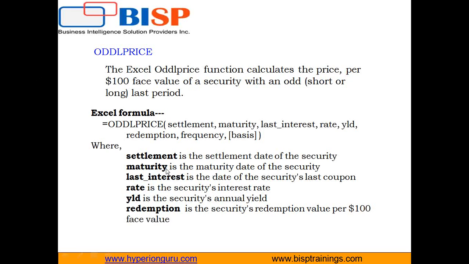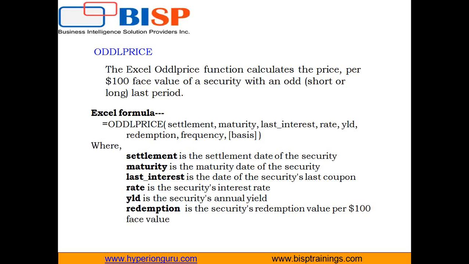Next is the security maturity date, that is the last day of the investment and the day that all proceeds and returns of principal are due to you. Then we have the last coupon date, that is the last time a period is paid. Then you have the coupon interest rate, that's the amount of money you get for each payment every time you are paid interest. Then you have the annual yield as the interest rate applied to your principal.